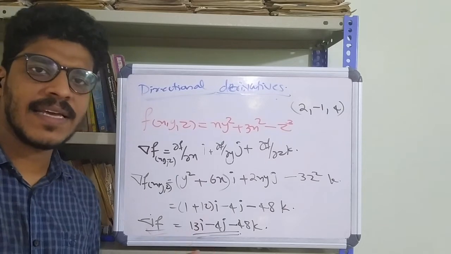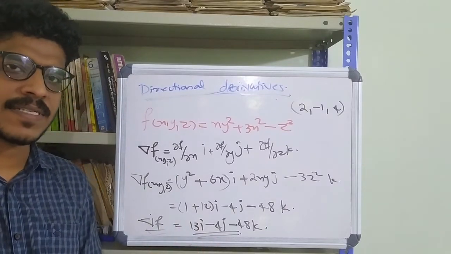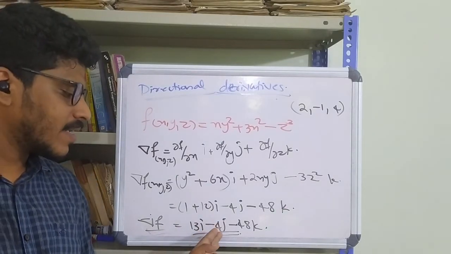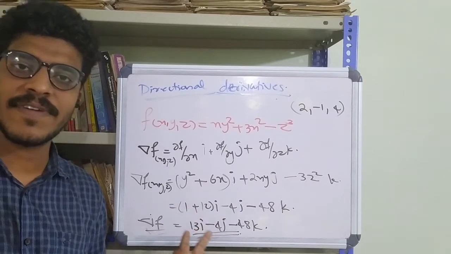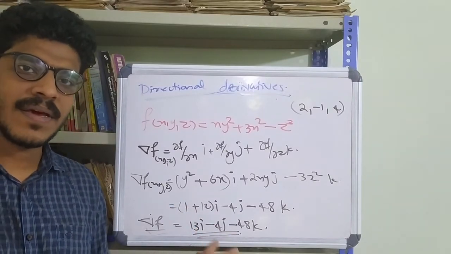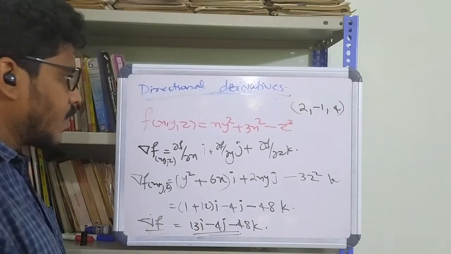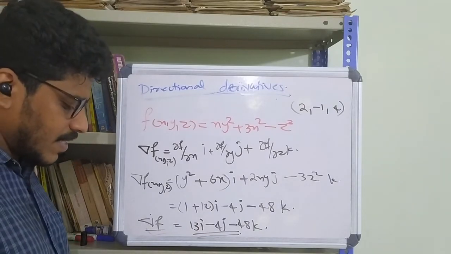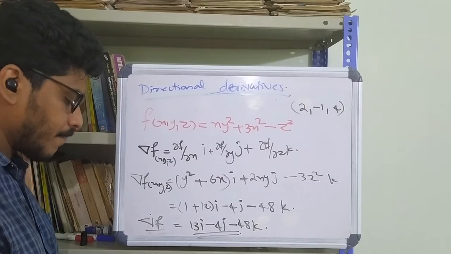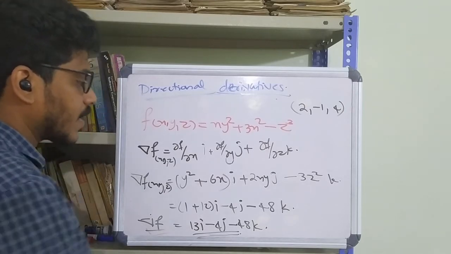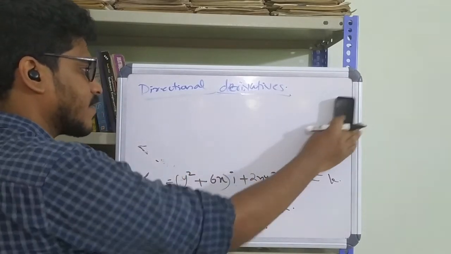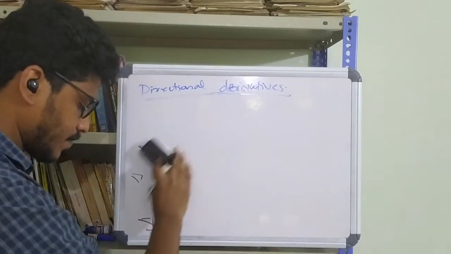So this is how we practically evaluate the gradient of a function. So remember, gradient is not just a simple function, but a vector valued function. Now we can use this gradient to evaluate the directional derivative of a function.